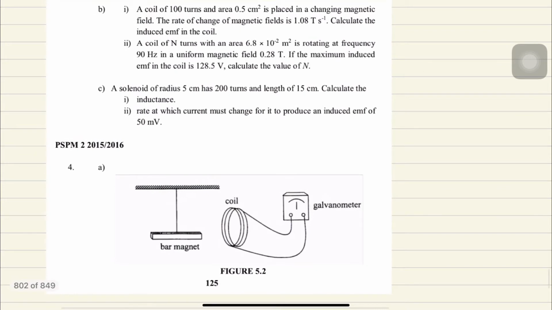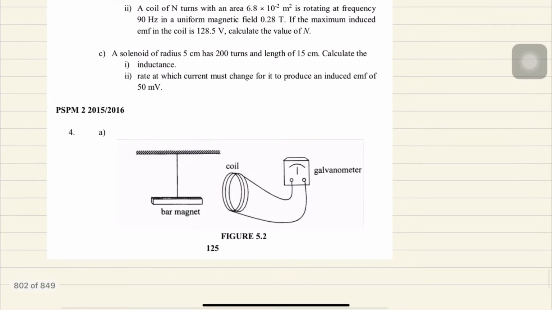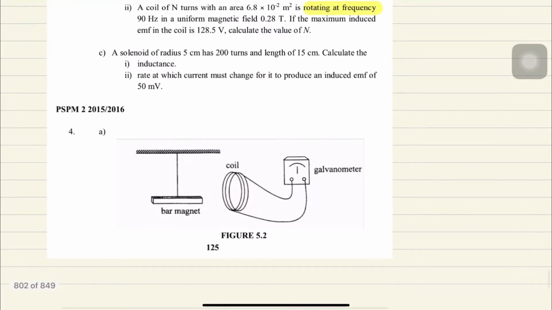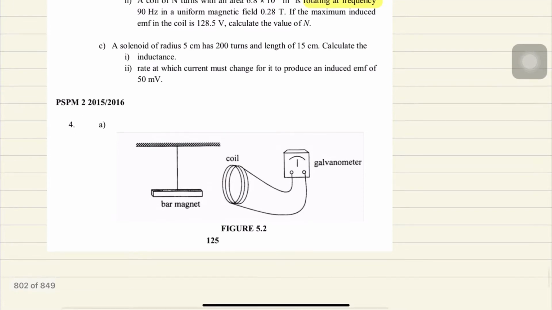Lepas tu yang B1 tu dia kata changing magnetic field. So ini dB/dt. So dia even kasih yang Tesla per second kan. Itu adalah dB/dt lah. Yang number 2 dia kata rotating. So itu adalah omega. Yang ada omega tu. Okay, tapi dia tak kasih directly omega, dia kasih hertz. Hertz tu kamu boleh tukarlah omega sama dengan 2 pi f.